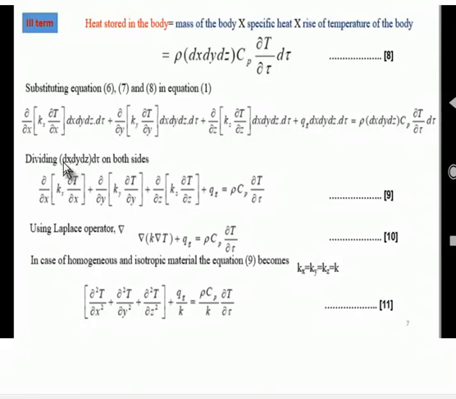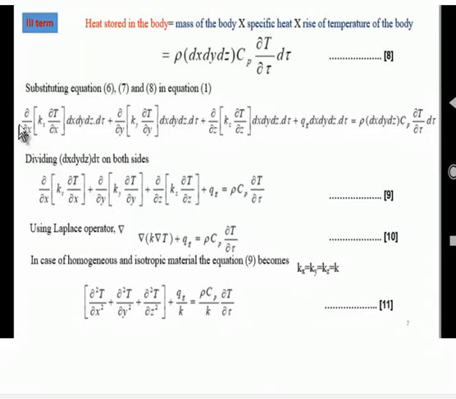So dividing by dx dy dz d tau on both sides, because we have the common terms dx dy dz d tau in all the terms. So we are dividing by dx dy dz d tau on both sides here.